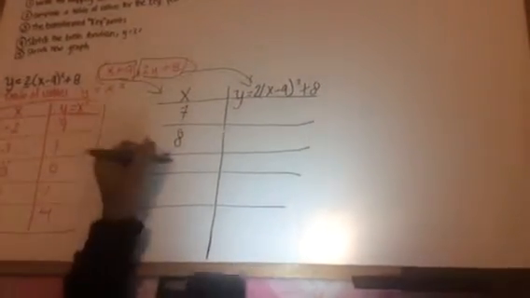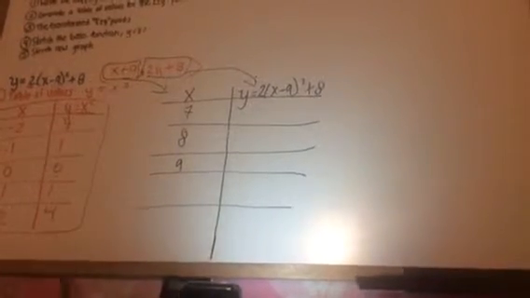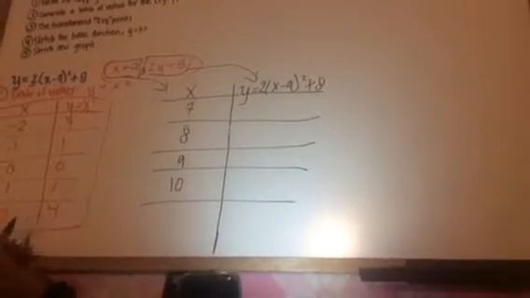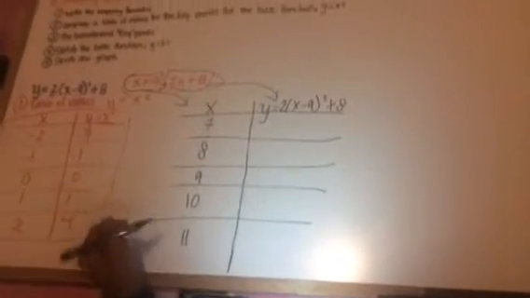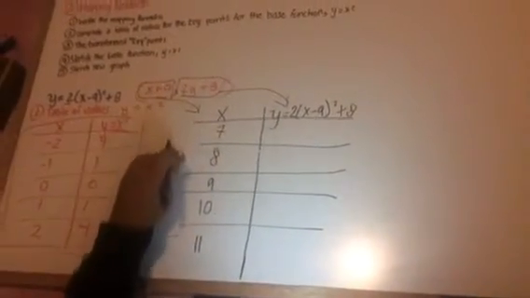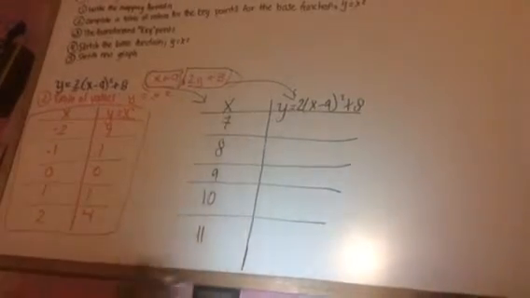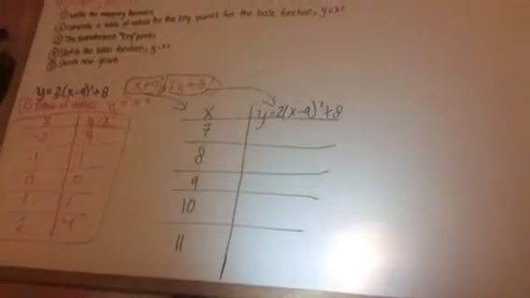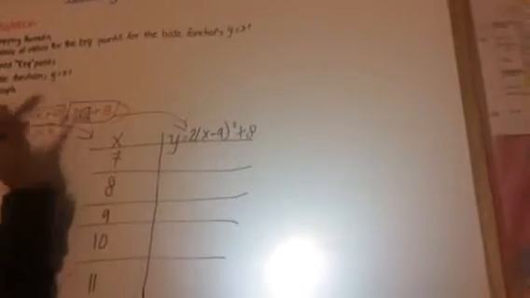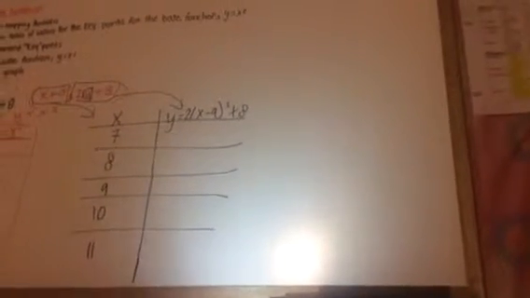0 plus 9 is 9. 1 plus 9 is going to be 10, and then 2 plus 9 is going to give us 11. So since we've completed these spaces for x, we're going to continue on with y. So we're going to use these y values to sub in for the y here to find out the y value, so we can sketch our graph.